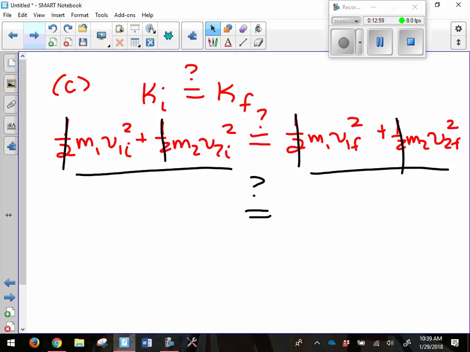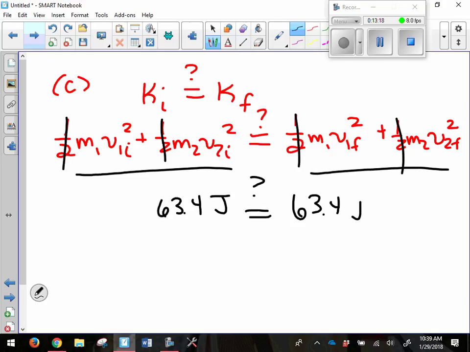So what do we get for this side? 63.4 what? Joules. Gianni, what did you guys get? Excellent. So that tells us that it's elastic.